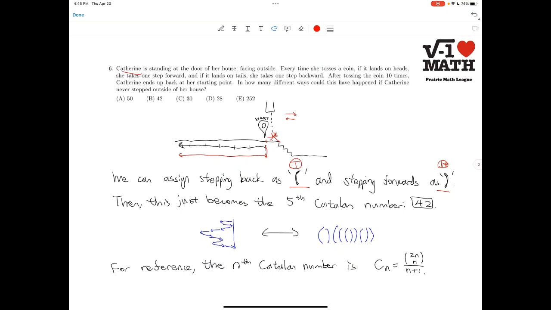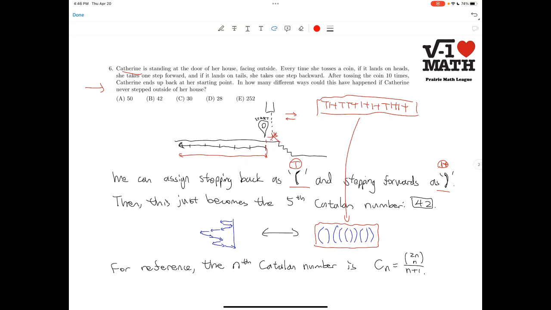Then we can just see that for any sequence of tails and heads that works, like tails, heads, tails, tails, tails, heads, tails, heads, any sequence that results in this condition being satisfied actually has a corresponding parentheses relation with this.